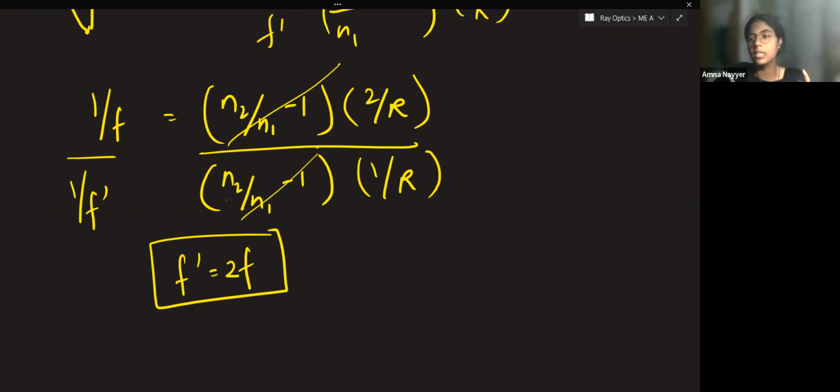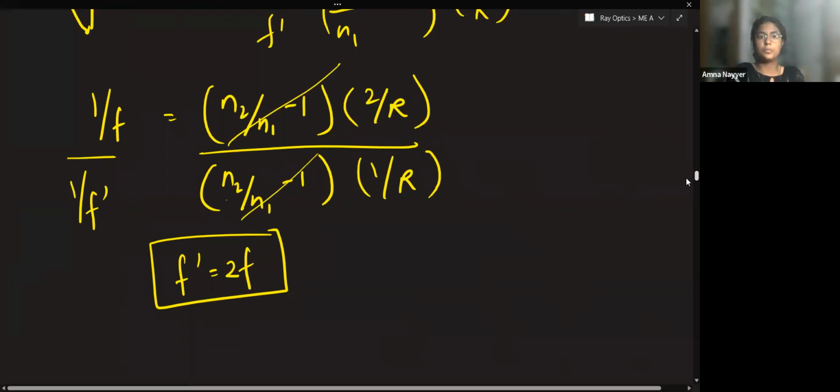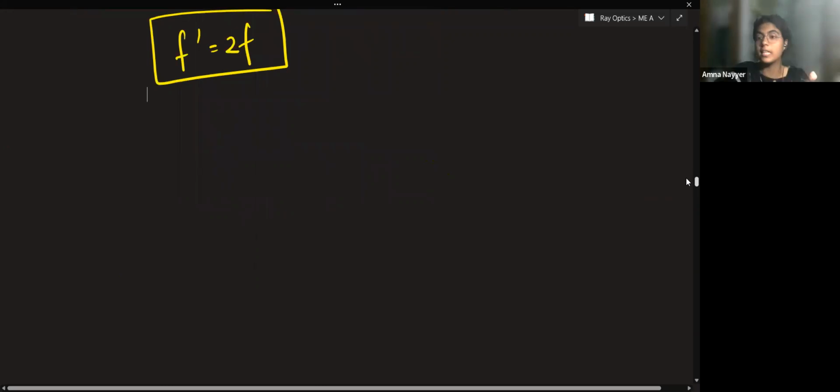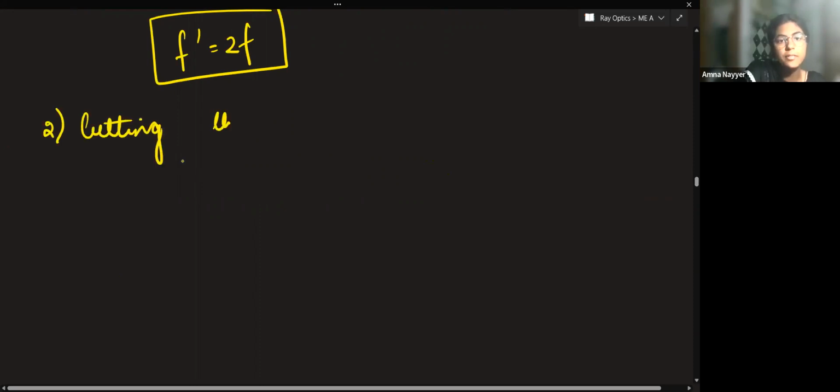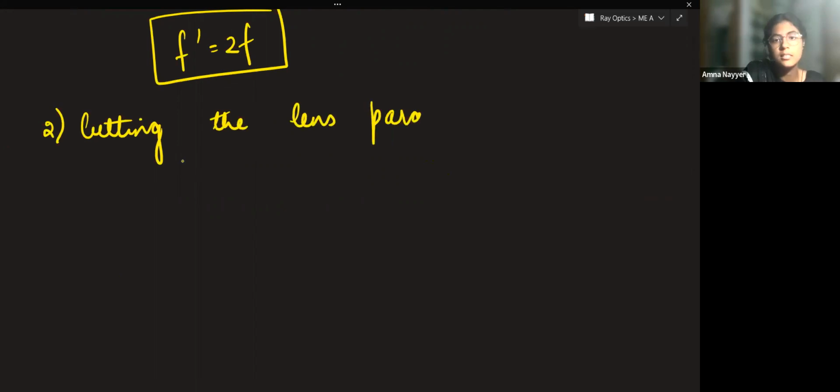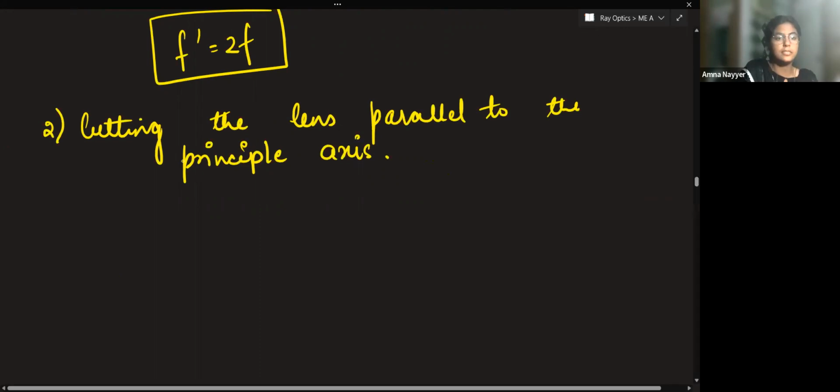And one more way in which the lens can be cut is parallel to the principal axis. So remember, the focus changes if you cut it perpendicular to the principal axis. The second case can be cutting the lens parallel to the principal axis.